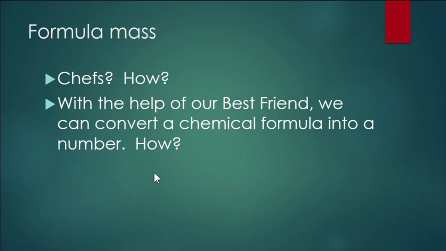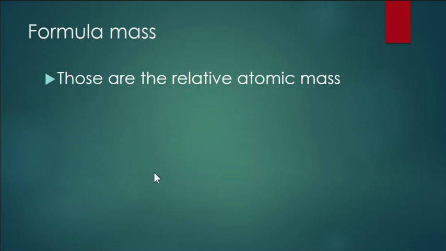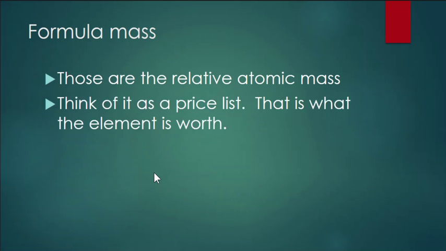Chefs? How? With the help of our best friend, we can convert a chemical formula into a number. How? Look at your bestie. See how every element has a number underneath it? That number is the weighted atomic average. That is the weight of all the isotopes taken into consideration. They are the relative atomic masses. Think of it as a price list. That is what the element is worth.